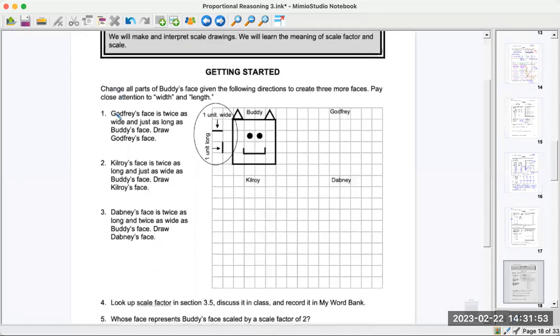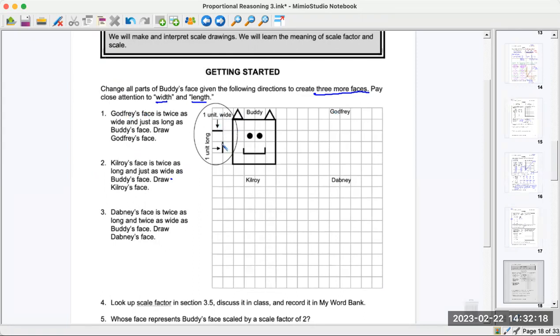So the first assignment is we have a face here of a Buddy, and this is our original drawing. Change all parts of Buddy's face given the following directions to create 3 more faces. They're probably Godfrey, Kilroy, and Dabney. Pay close attention to width and length.